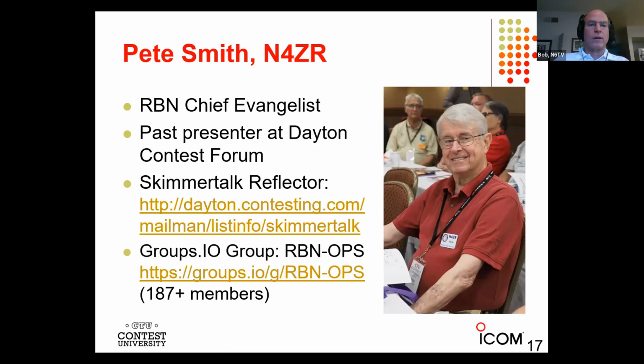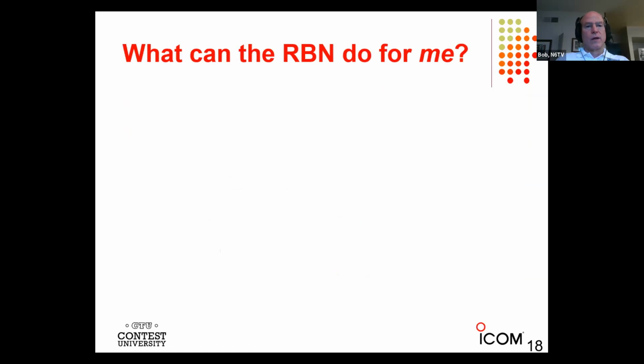There is a reflector where we can talk about the skimmer technology, or if you're an operator of an RBN node or a skimmer that's on the RBN, it's that number 187 is probably low. There's more now. Anyone can join these groups. It's if you have any questions about how to set up your own skimmer or what the skimmer is doing or why it's spotting you or something like that.